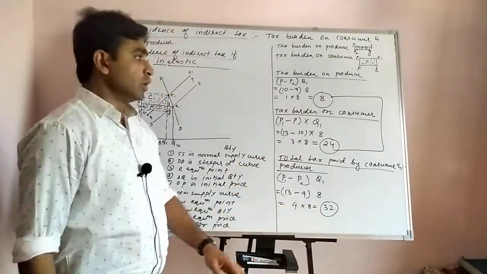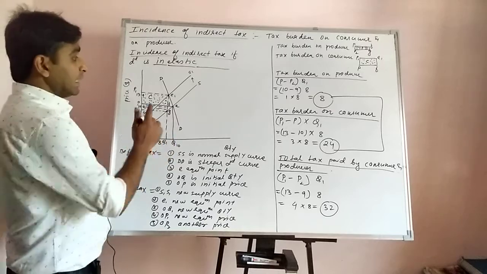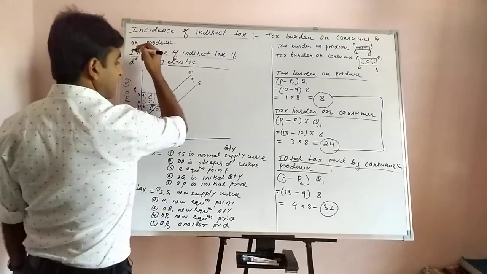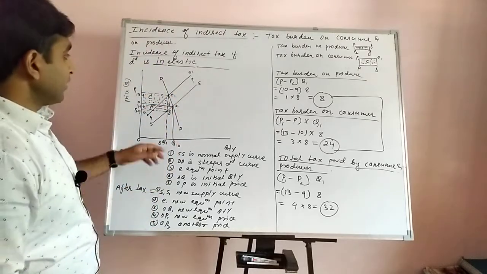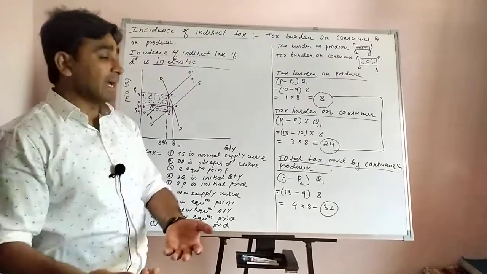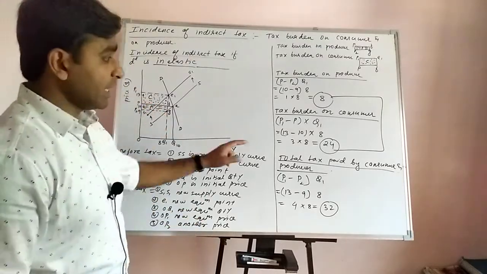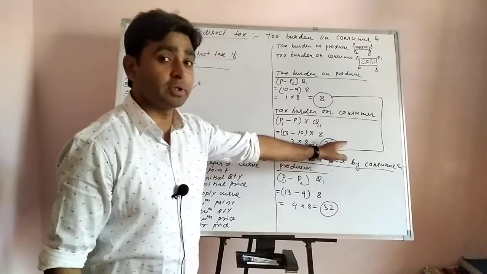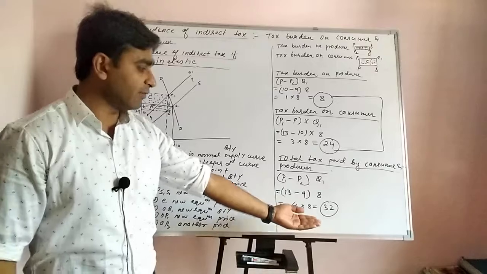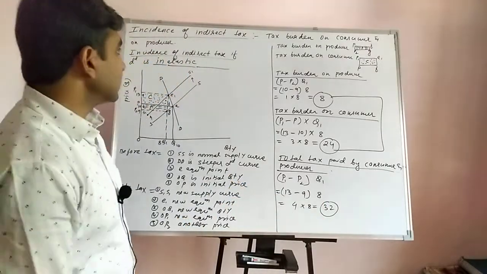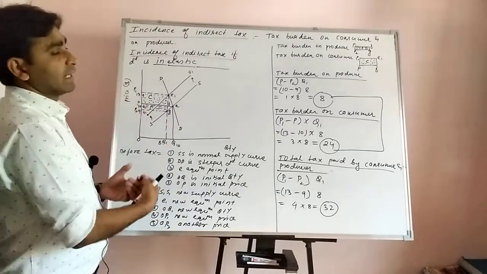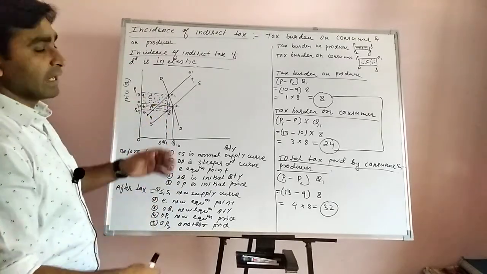So remember, it's very important, if demand is inelastic, and if demand is steeper, it's the same thing. If demand is steeper or inelastic, remember there will be more tax burden on consumer and less tax burden on producer, and total tax also we have found out, 32. So this is about incidence of indirect tax if demand is inelastic.